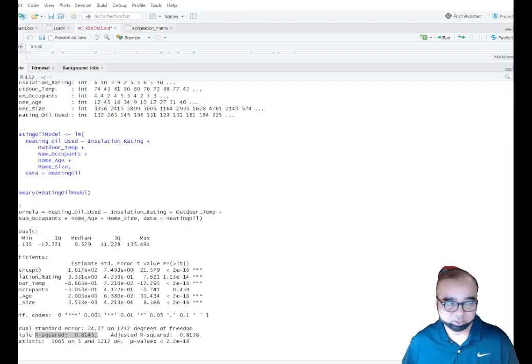Variables with p-values less than 0.05 are considered significant predictors. In this model, outdoor temperature, insulation rating, home age, and home size were statistically significant. The number of occupants had a p-value greater than 0.05, meaning it was not statistically significant and could potentially be removed from future versions of the model. The r-squared value is approximately 0.8145. This means the model explains approximately 81.45% of the variation in heating oil usage, indicating a strong predictive capability.